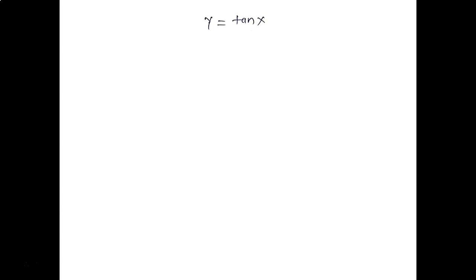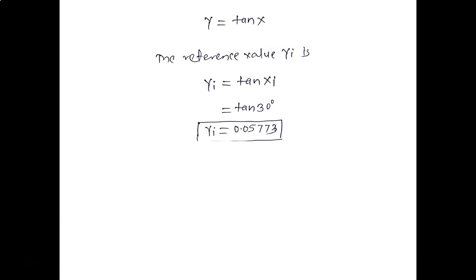Now again, the reference value yi is, therefore yi is equal to tan of xi. Therefore, substituting the value of xi, xi is equal to 30 degree. Therefore, yi is equal to tan of 30 degree, which is equal to yi is equal to 0.5773. This is the reference value of y at the reference point.